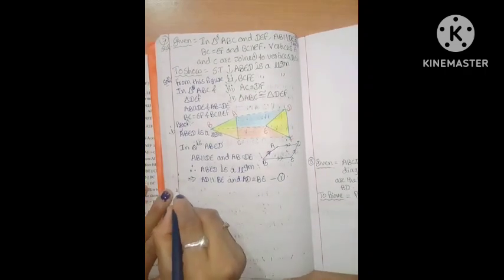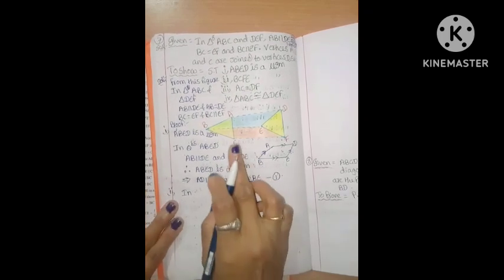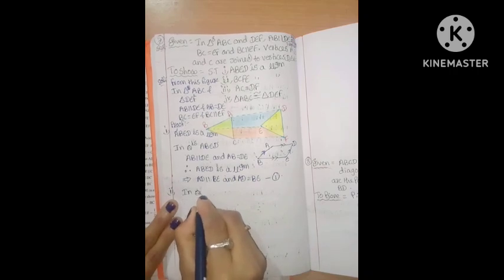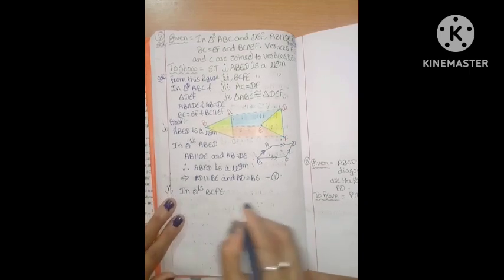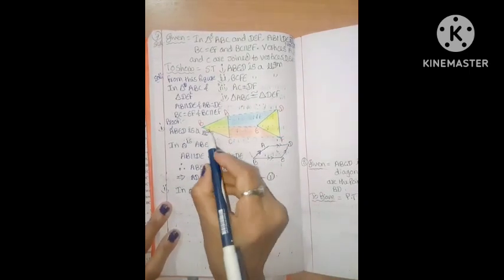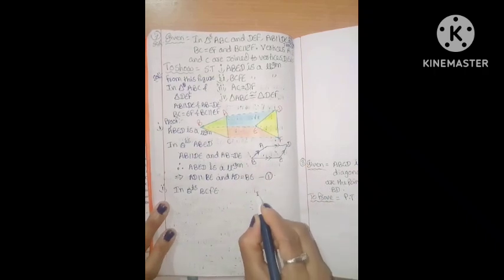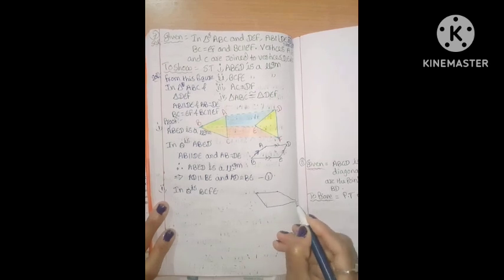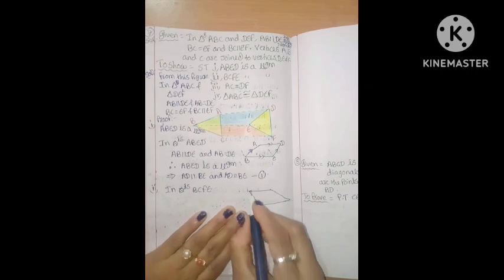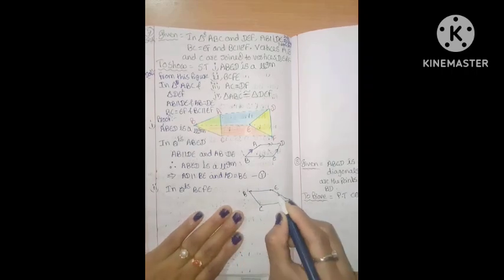Next, the second one. Let us take another quadrilateral, the BCFE quadrilateral. Let us draw it separately. Draw it here, this is the BCFE quadrilateral.